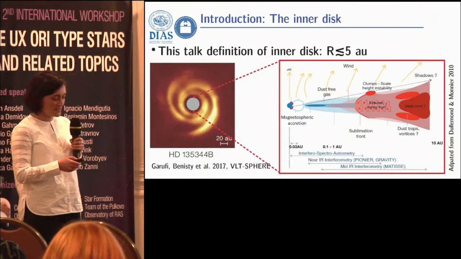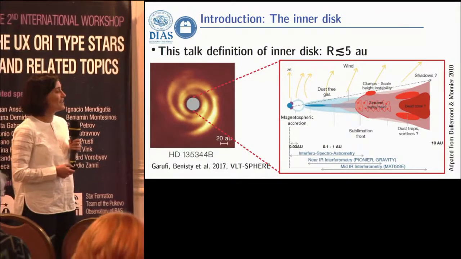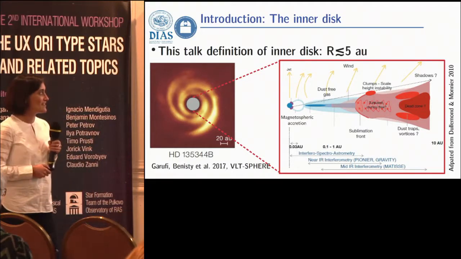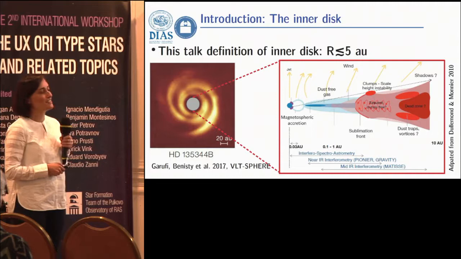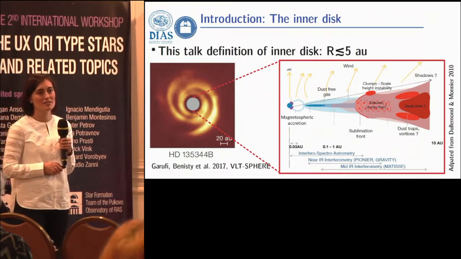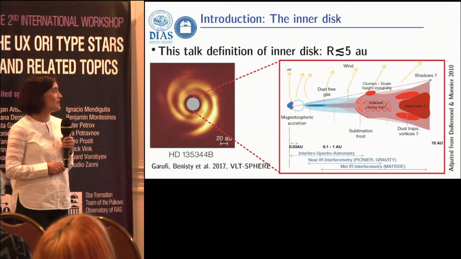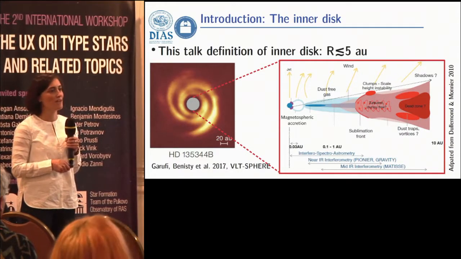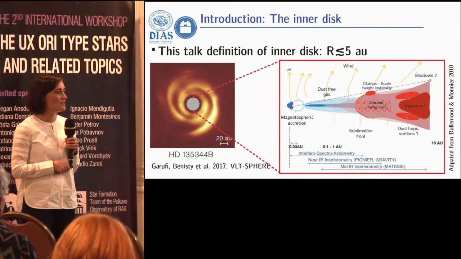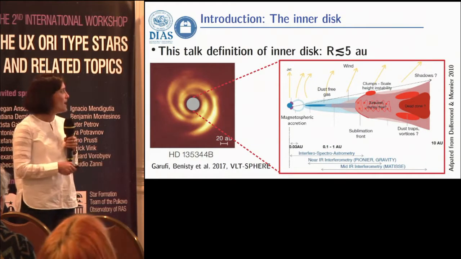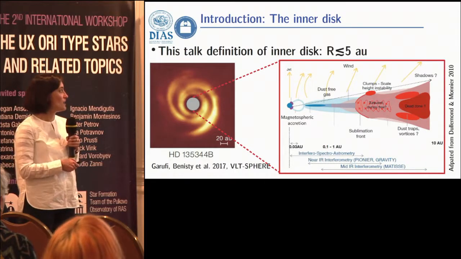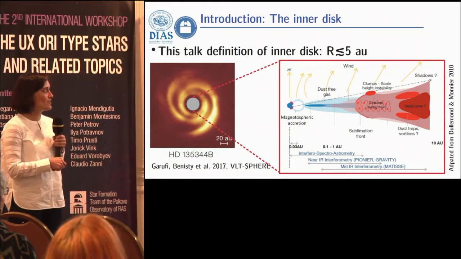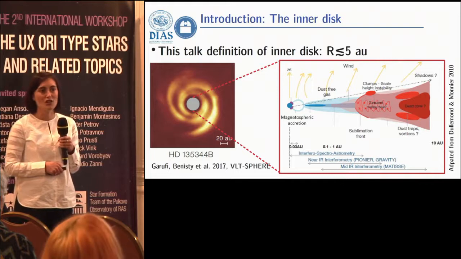So this is just to remind you what my definition of inner disk is. It's pretty similar to the one of Jorik. It's everything that is within 5 AU from the central source, so very close to the star. And because of these small spatial scales, we cannot resolve the inner disk using direct imaging. Even with instruments like SPHERE, this inner disk is usually within the coronagraph of the observations.